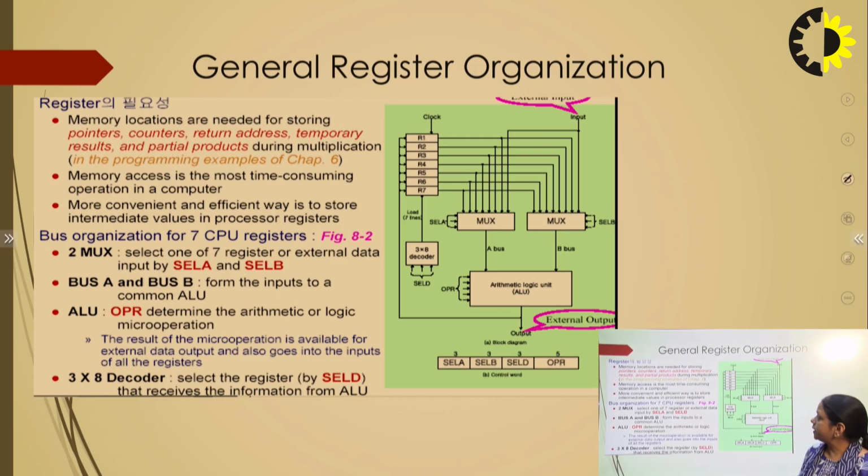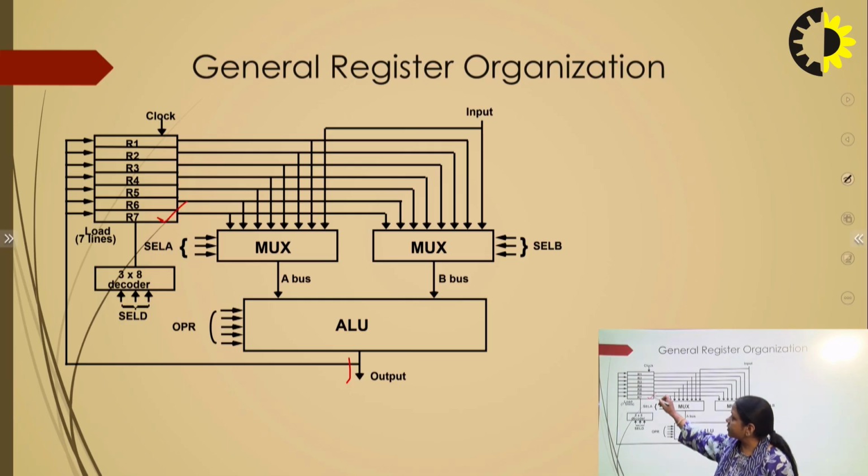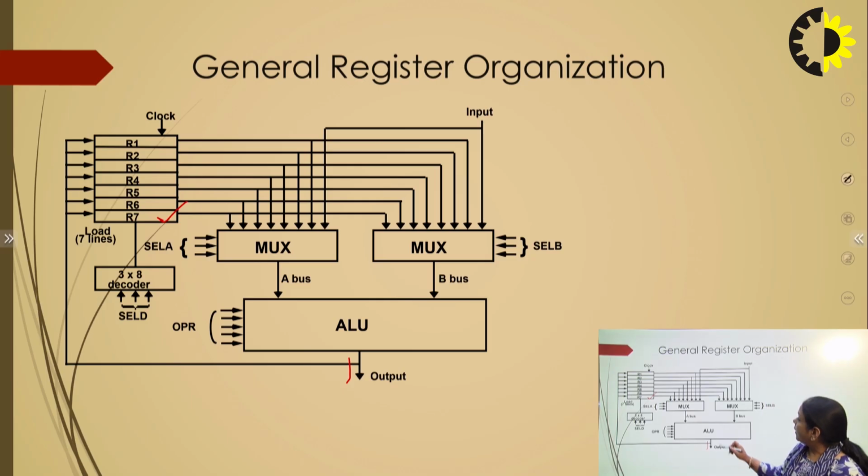Now, you can see here this is a diagram for the general register organization. In this case, you can see this is the diagram. Here we have more than one register, because in the general register organization we have more than one register. In this case we have 7 registers to store the data. We also have 2 multiplexers here.